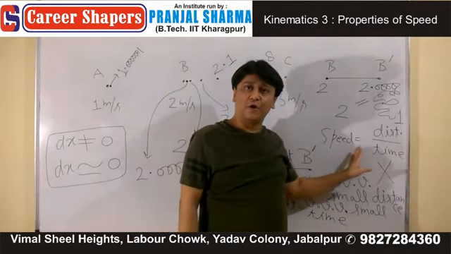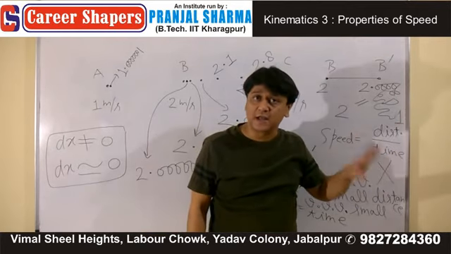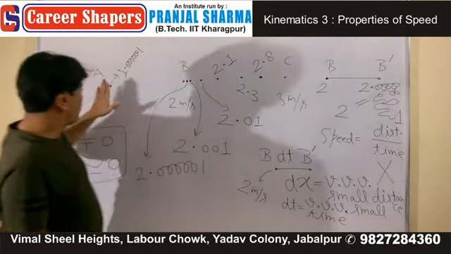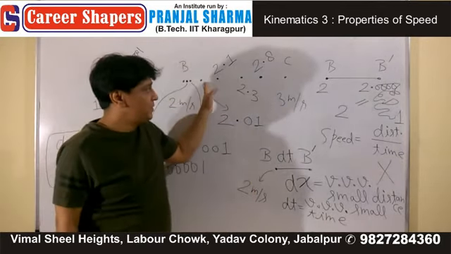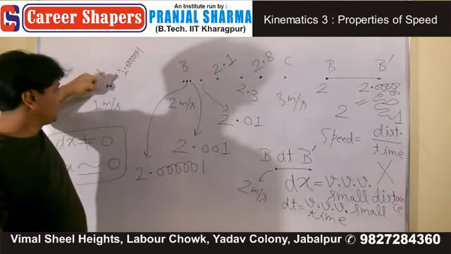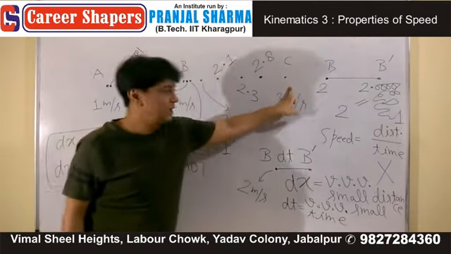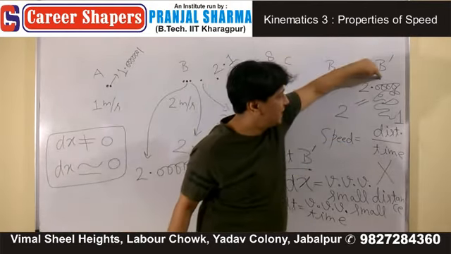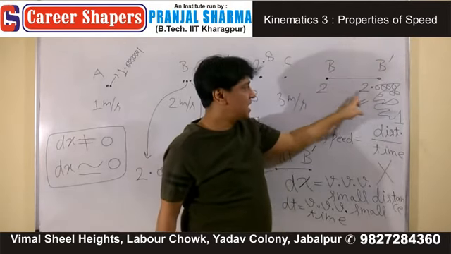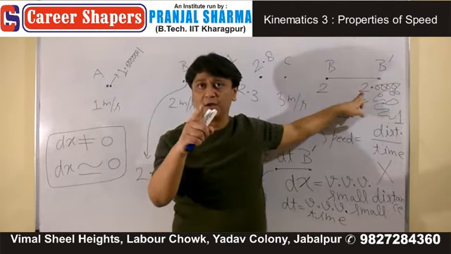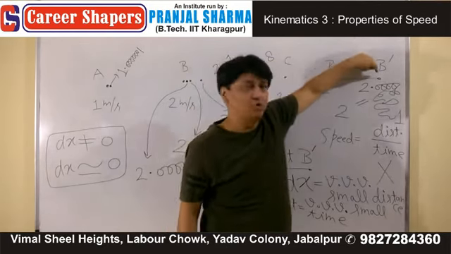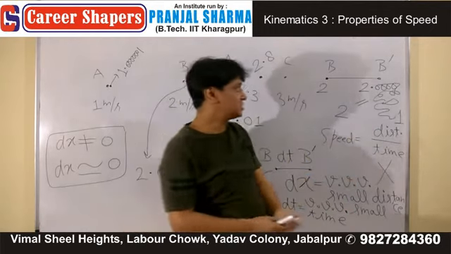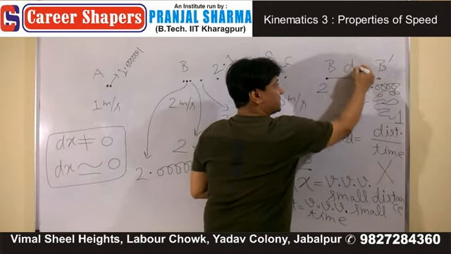What is the beauty? This speed formula, distance upon time, says you can use it only if speed is constant. From A to B, from B to C, speed is changing from 1 to 2 to 3, so I cannot use this formula. But from B to B dash, there is hardly any change in the speed. That means from B to B dash, speed is almost constant.